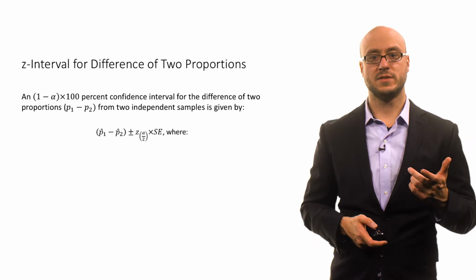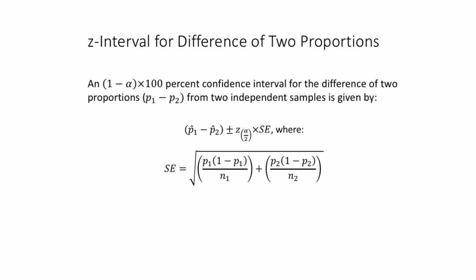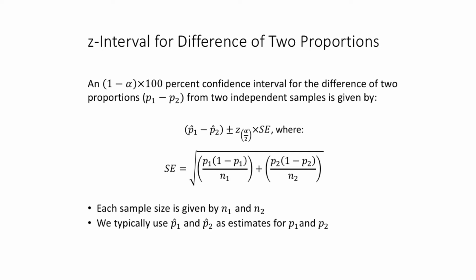The z-interval for the difference of two proportions is given as follows. It's a similar kind of process in which our point estimate is the same as before, really, when we had one sample proportion, except the point estimate is now this difference. The standard error is calculated in a slightly different way. We can substantively interpret this confidence interval in a similar fashion.